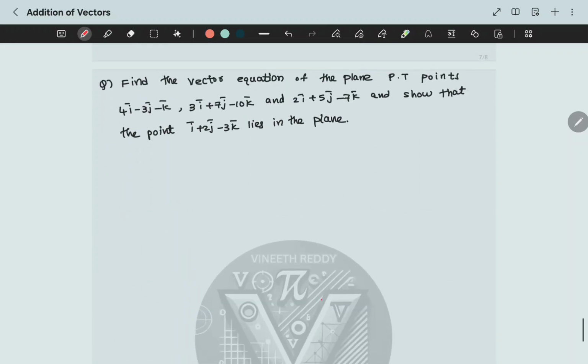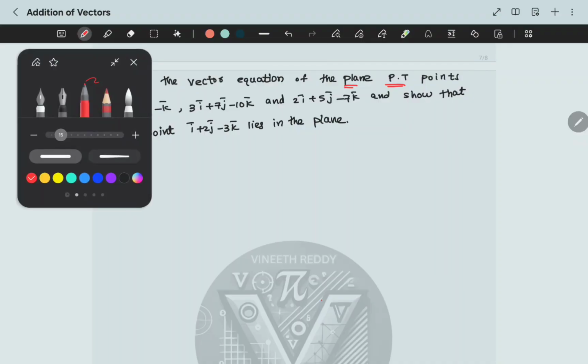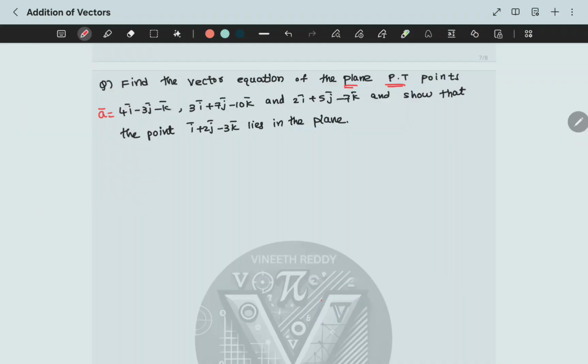Now let us go to the next question. It says, find the vector equation of a plane passing through points. Now here we need to find the vector equation of a plane passing through points. So he has given us 3 points. Let us say this is vector A, this is vector B, and this is vector C.